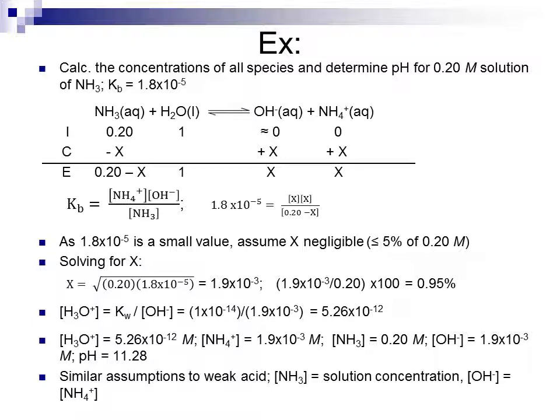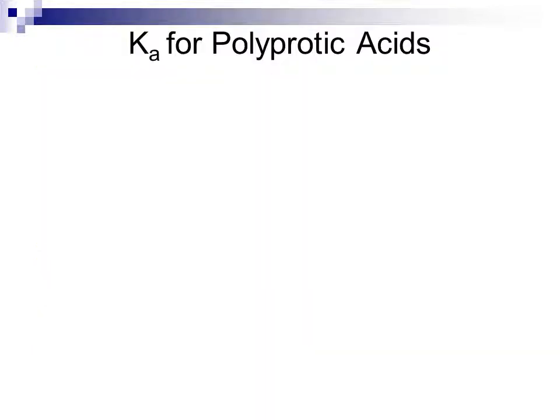We have similar assumptions for a weak base that we do for a weak acid then. We assume that the concentration of ammonia stays the same as the solution concentration, the concentration of the hydroxide being equal to the concentration of the ammonium. So both of our dissolved species will be equal in concentration, and the parent species NH3 is assumed to not change to any great degree in its concentration.